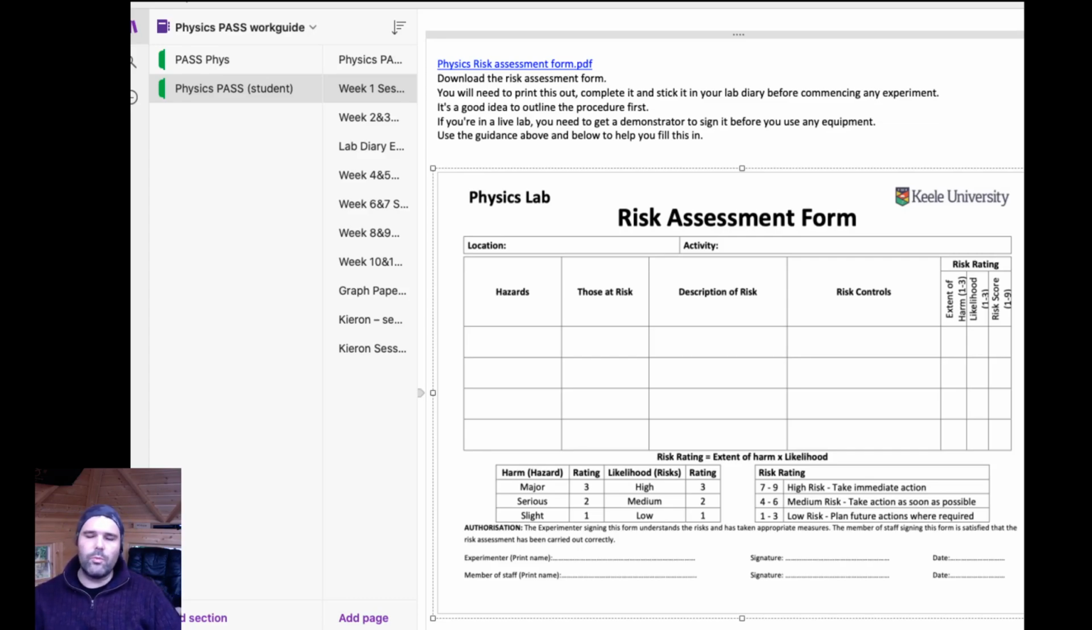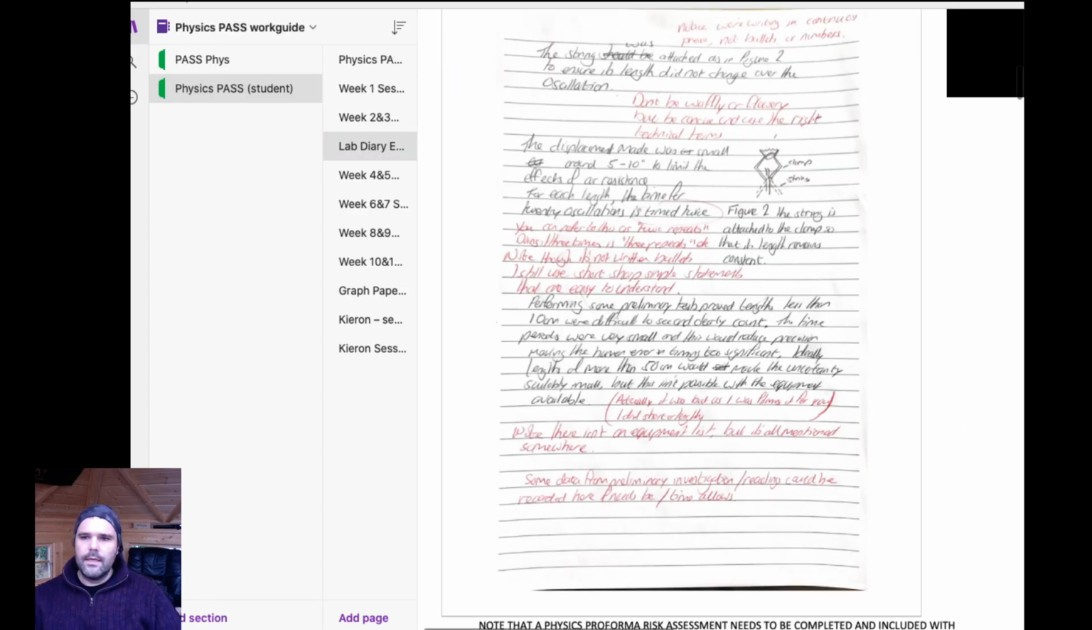But make sure you're using this form, not an alternative. It's the Physics Keele University Risk Assessment form. You're doing physics at Keele University, you need to use this form. So don't use an alternative. Okay.